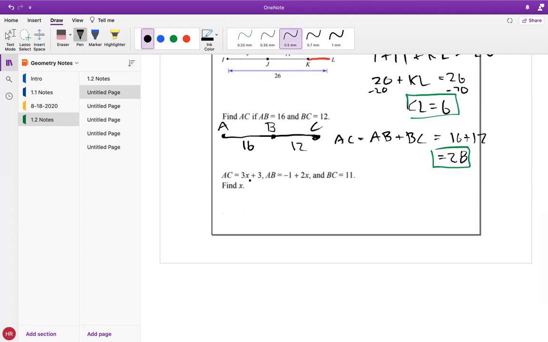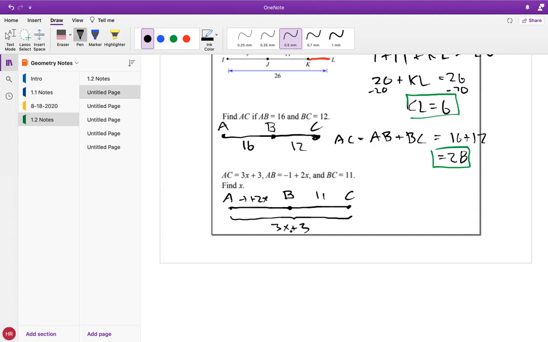And this last one is similar. Again, it ought to tell you that A, B, and C are all on the same line. I'm going to tell you that they are, otherwise this problem can't be solved. So you just write, it doesn't really matter where B is as long as it's in the middle. So it tells me the whole thing, A to C, is 3x plus 3. BC is 11, and AB is -1 plus 2x.